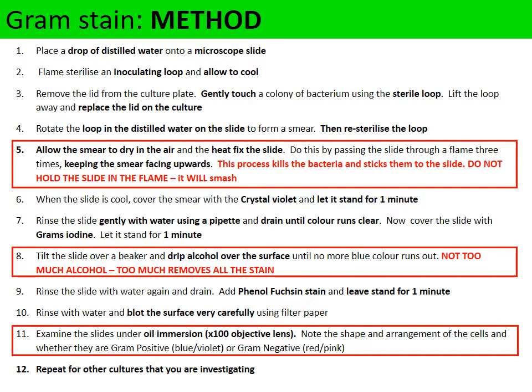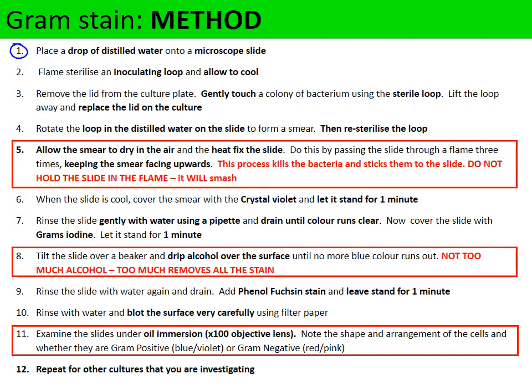So this is a more detailed method of carrying out the gram stain. Now it doesn't actually matter what type of bacteria we have, whether they're gram-positive or gram-negative, because the actual method is exactly the same, and we must follow the procedures from step number 1 all the way through to step number 12. So step number 1 at the top then, the first thing we do is to place a drop of distilled water onto a microscope slide.